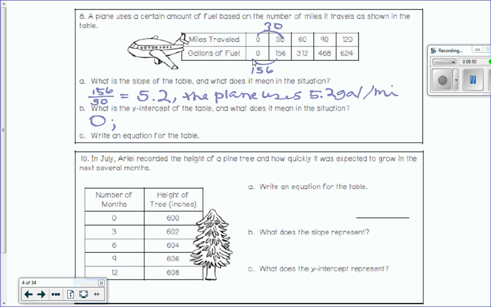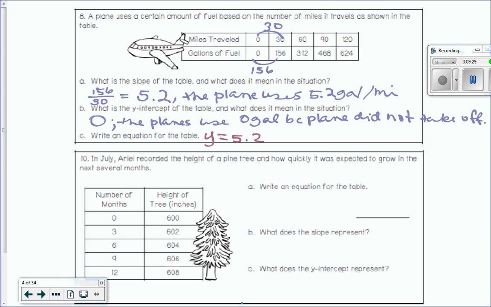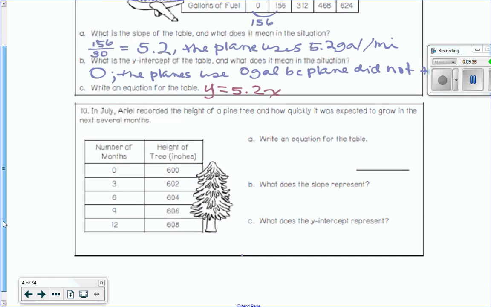Yeah, so because it's the starting of the trip, you could say the plane uses 0 gallons. And, I don't know, going nowhere, it has not taken off, right? I guess you could say the plane has not taken off, because we're at 0 miles. Did not take off, something to that effect, or went 0 miles, that's fine too. Okay, so what was your equation for the table? What do we get? Good. Questions? We're good?